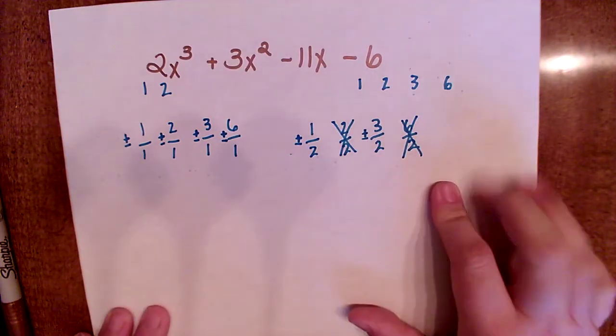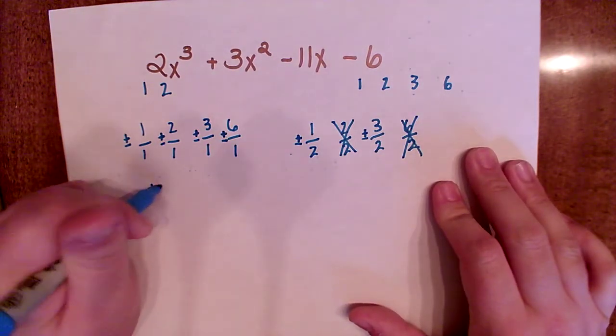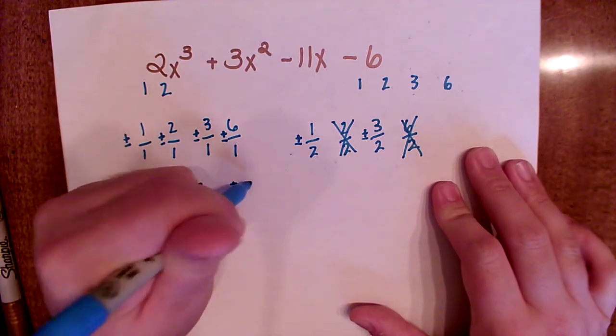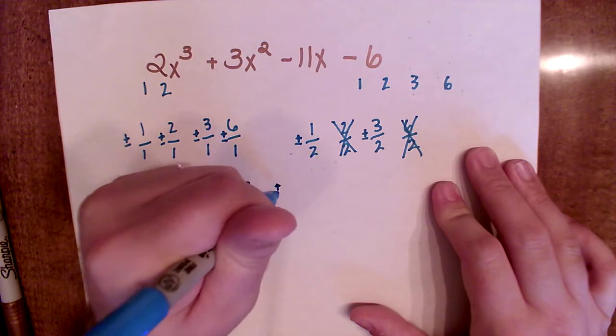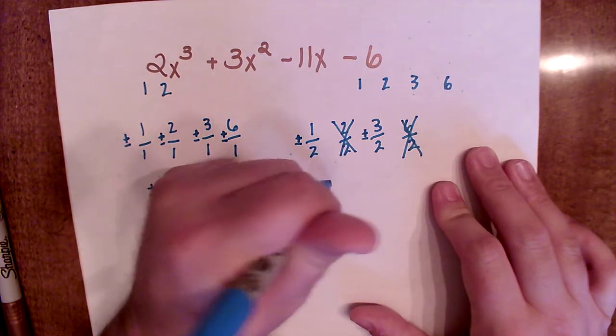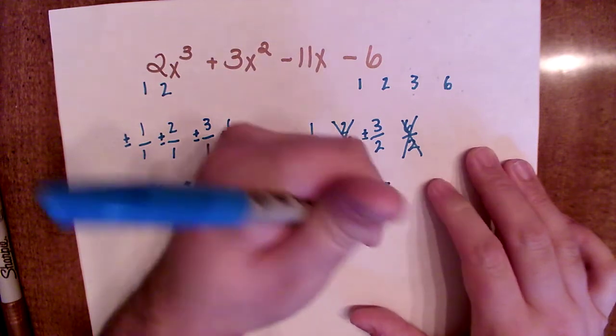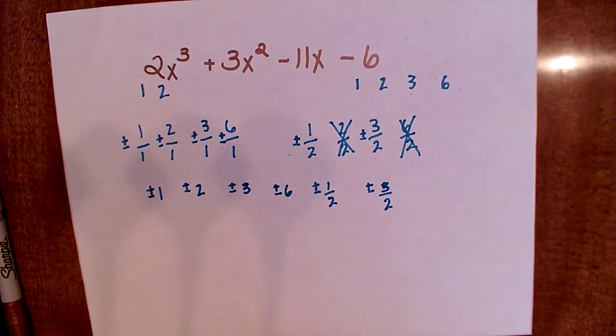Okay, so the entire list would be plus or minus 1, plus or minus 2, plus or minus 3, plus or minus 6, plus or minus 1/2, plus or minus 3/2. And again, these are the list of possible answers that we could have.